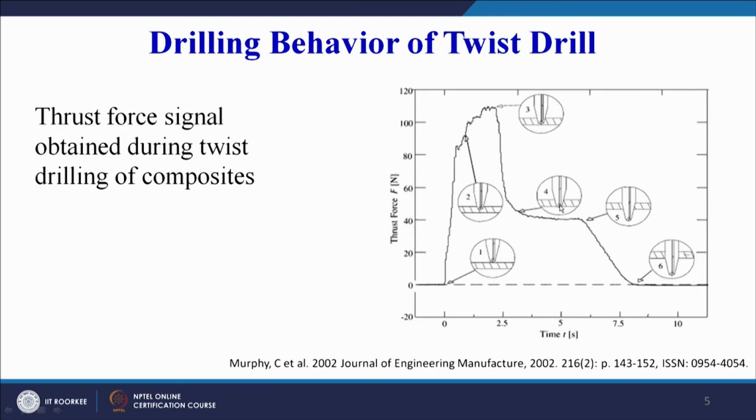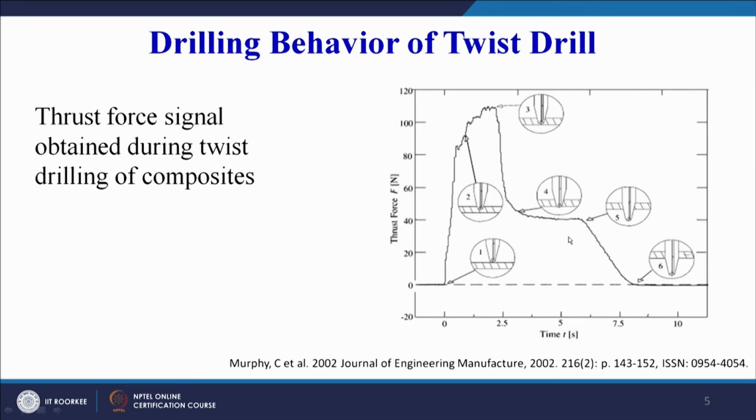Now after some time the drill will start to exit the laminate and the force will start to drop down, and at this stage the drill has completely exited from the laminate and the hole has been completely drilled. Finally the drill comes out and there is just the rubbing action of the drill against the hole wall and the thrust force drops down. So this is the variation of the thrust force with time during the making of a hole in a composite laminate.